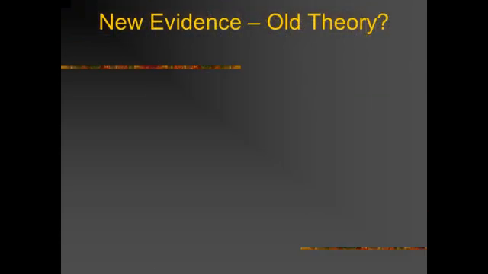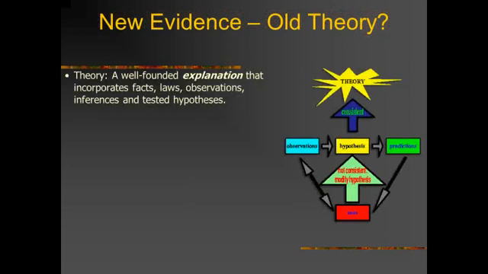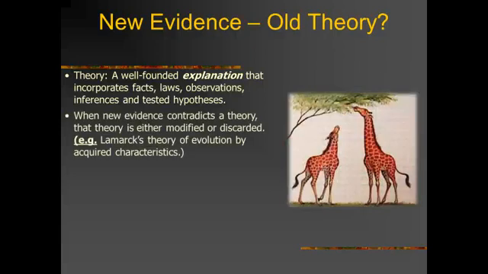First, it's a good idea to review just what we mean by a theory. Well, you should recall that a theory is an explanation that pulls together facts, laws, observations, and other tested hypotheses. When we get new legitimate evidence that contradicts a theory, that theory is either modified or discredited, as was the case with Lamarck's theory of evolution by acquired characteristics. That theory was no longer accurate once we understood how traits are passed from parent to offspring.